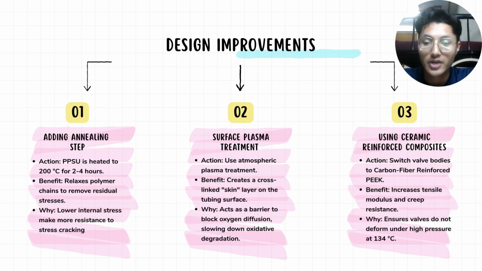For design improvement, first we add an annealing step in the processing route. PPSU is heated to 200 degrees Celsius for several hours as it can relax polymer chains to remove residual stress. Secondly, make a surface plasma treatment using atmospheric plasma treatment. This can create a cross-linked skin layer on the tubing surface and act as a barrier. Thirdly, using a ceramic reinforced composite. We can switch valve bodies to carbon fiber reinforced PEEK as it can increase tensile modulus and creep resistance.